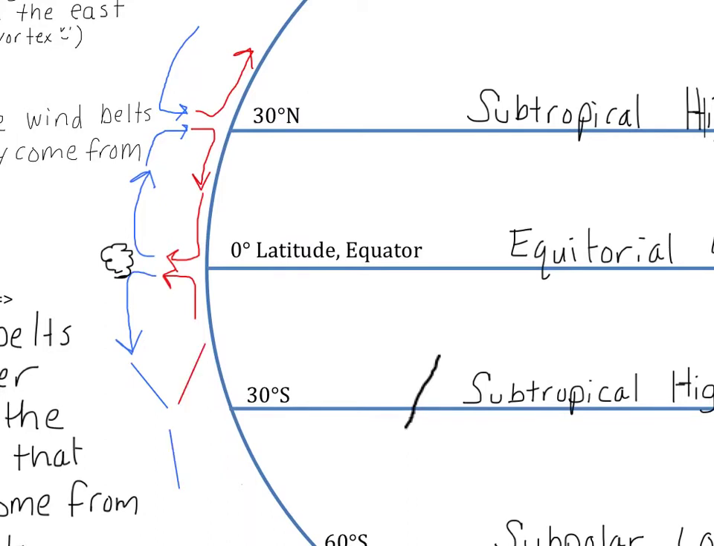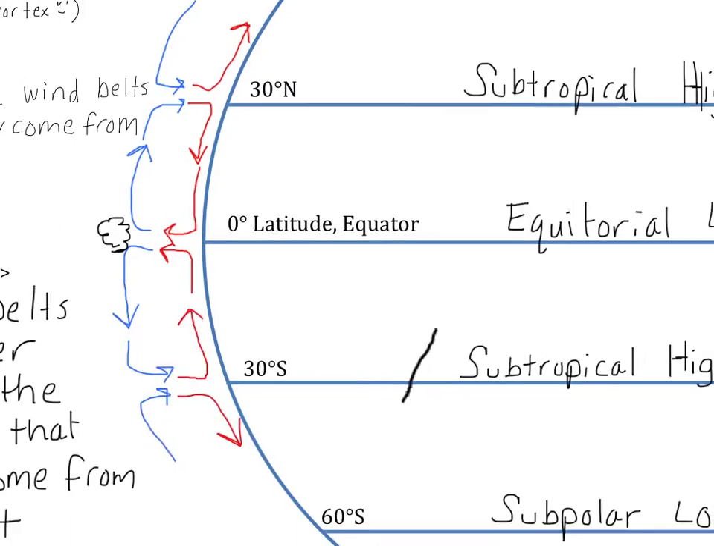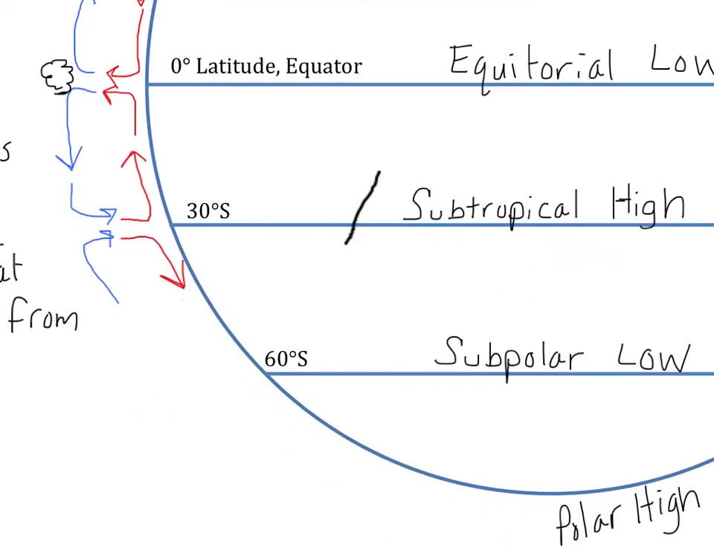Cool air coming in and sinking, warming up and diverging on the surface. Then we move to the subpolar low, and here at a low, what is the air doing? Rising. And as the air rises, and as it cools, it will form clouds.